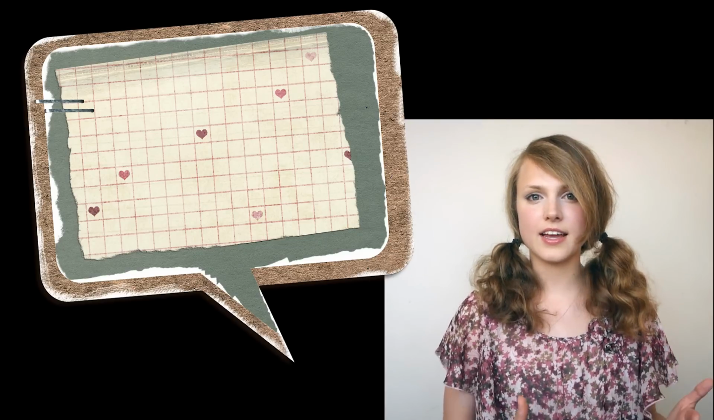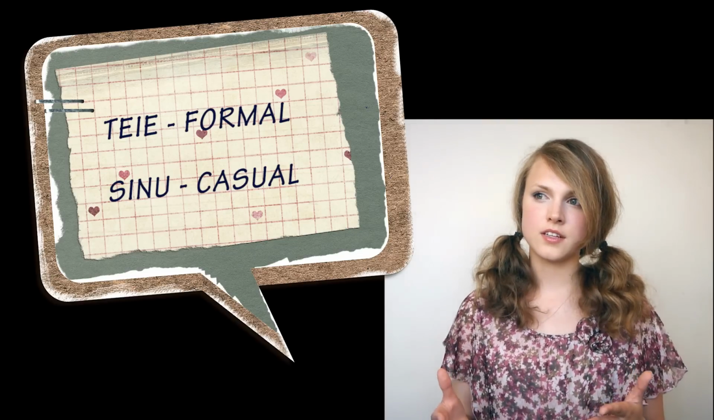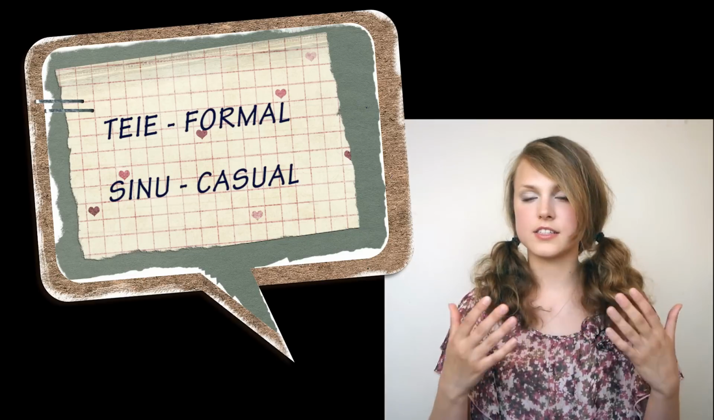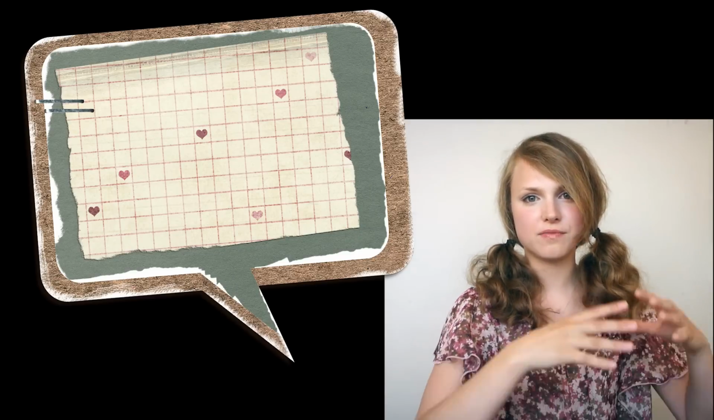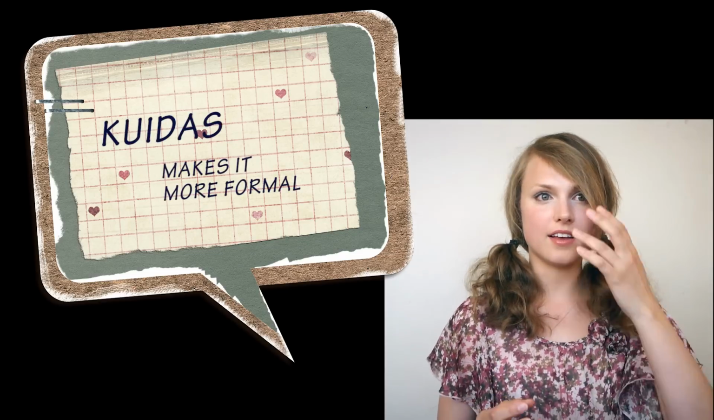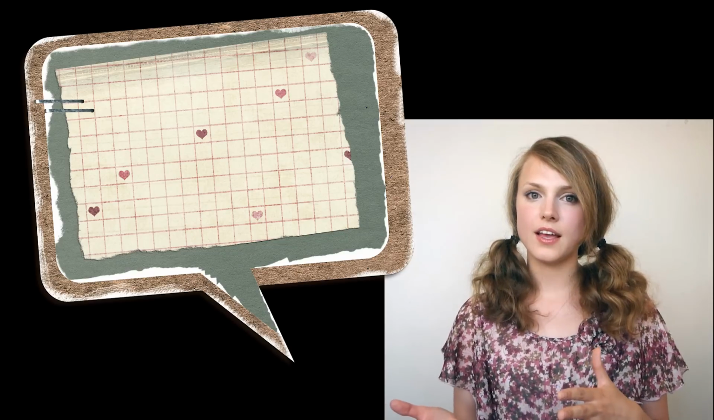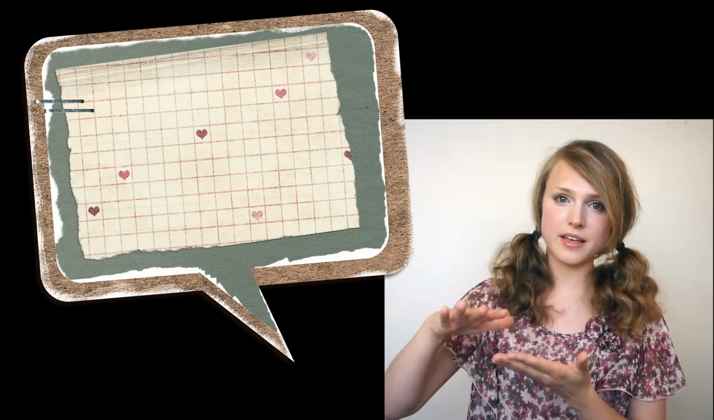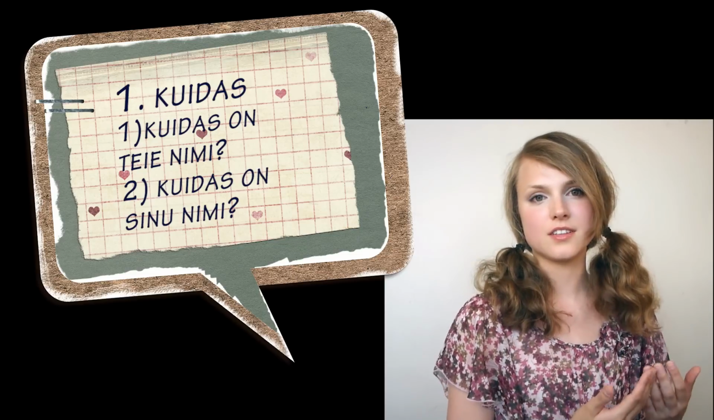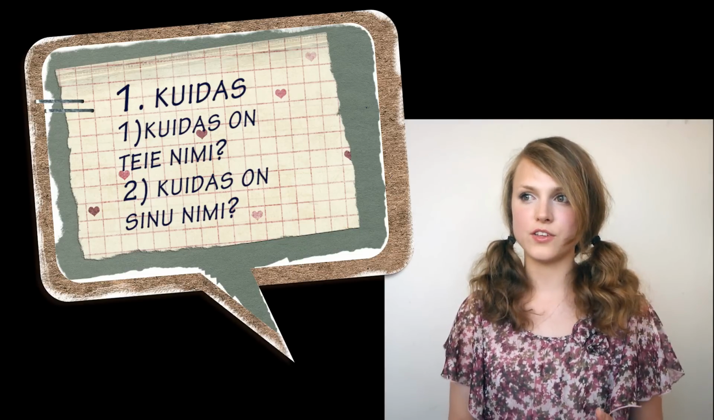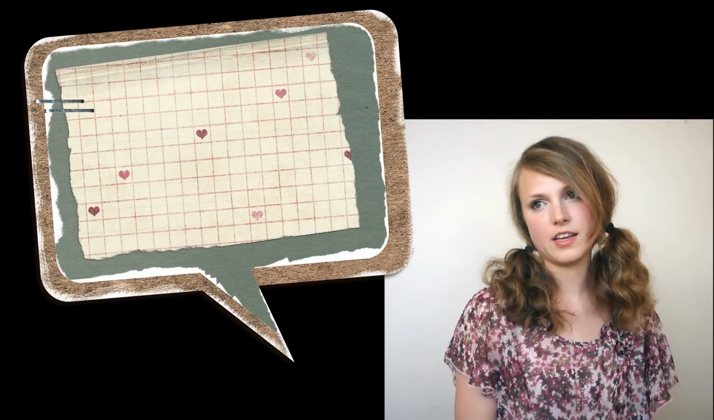And that's because teie is really formal, so you would use that in a formal situation, whereas sinu is less formal. It's still pretty formal as a sentence, because the word kuidas makes it more formal overall. But if you just say kuidas on sinu nimi, it's pretty formal, but it's then a bit less formal. So it's your choice. If you're in a formal situation, you can ask kuidas on teie nimi, and when you're in a less formal situation, you can ask kuidas on sinu nimi, but that still is very polite way to ask.